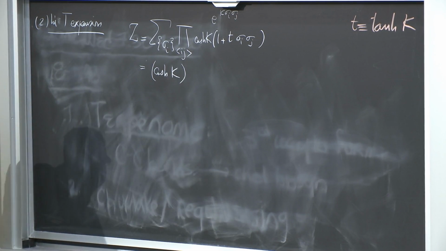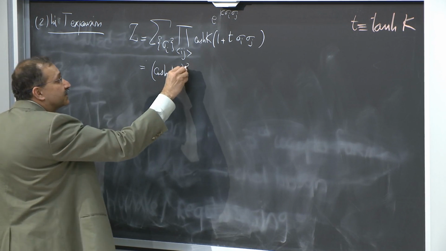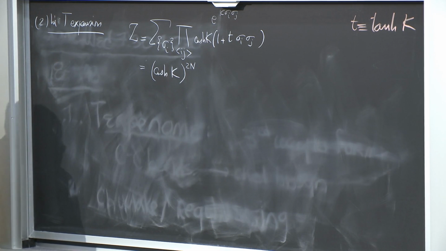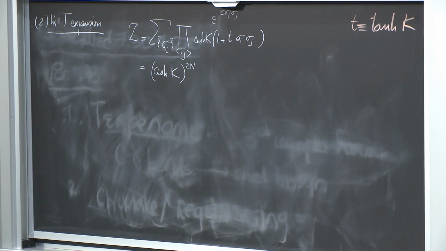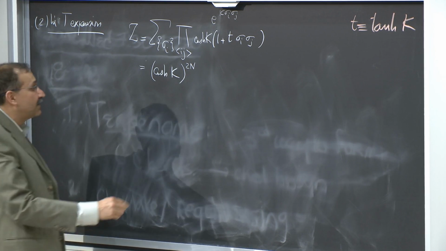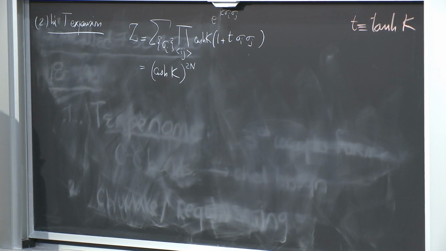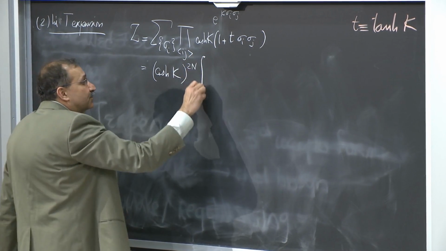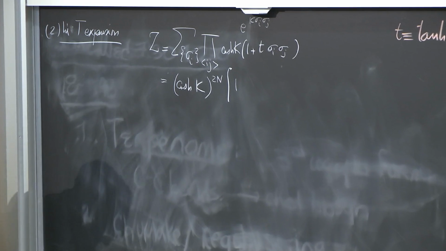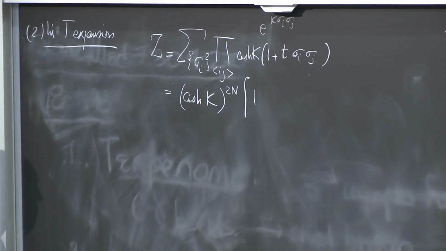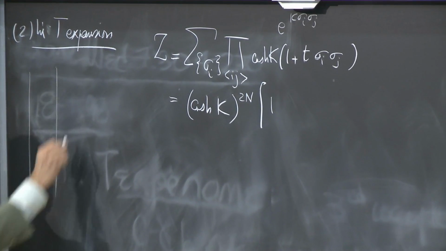And if I'm again on the square lattice, I have 2N bonds, so there will be 2N factors of cosh k that I will take to the outside. And then I would have a series, which would be these terms that I can start expanding in powers of t. At the lowest order, I have 1. And then we discussed what kind of terms are allowed.